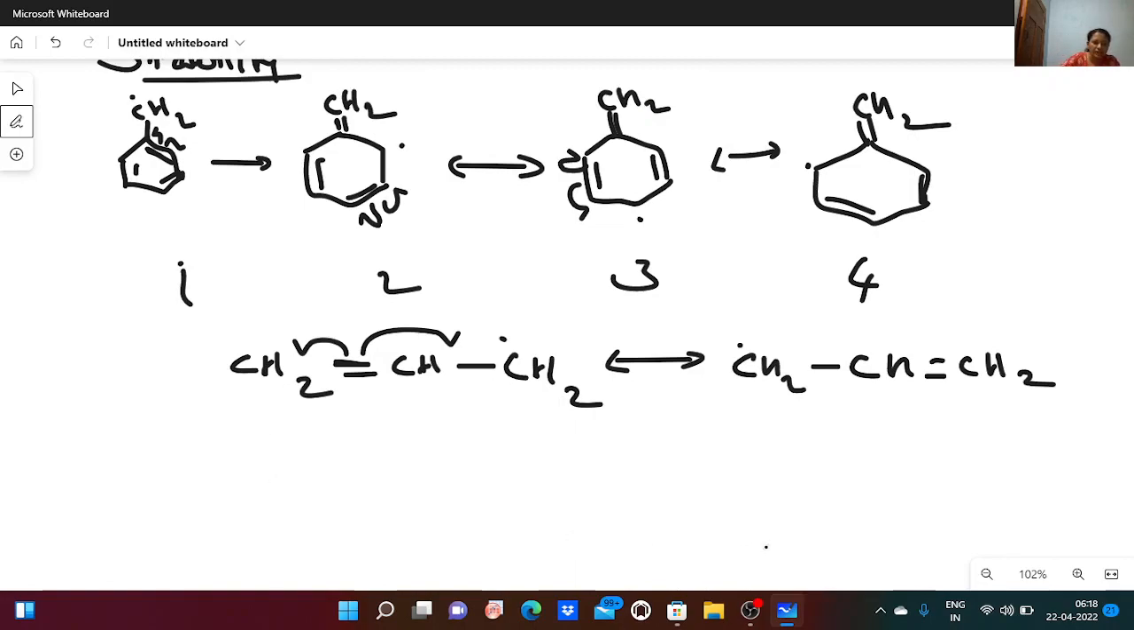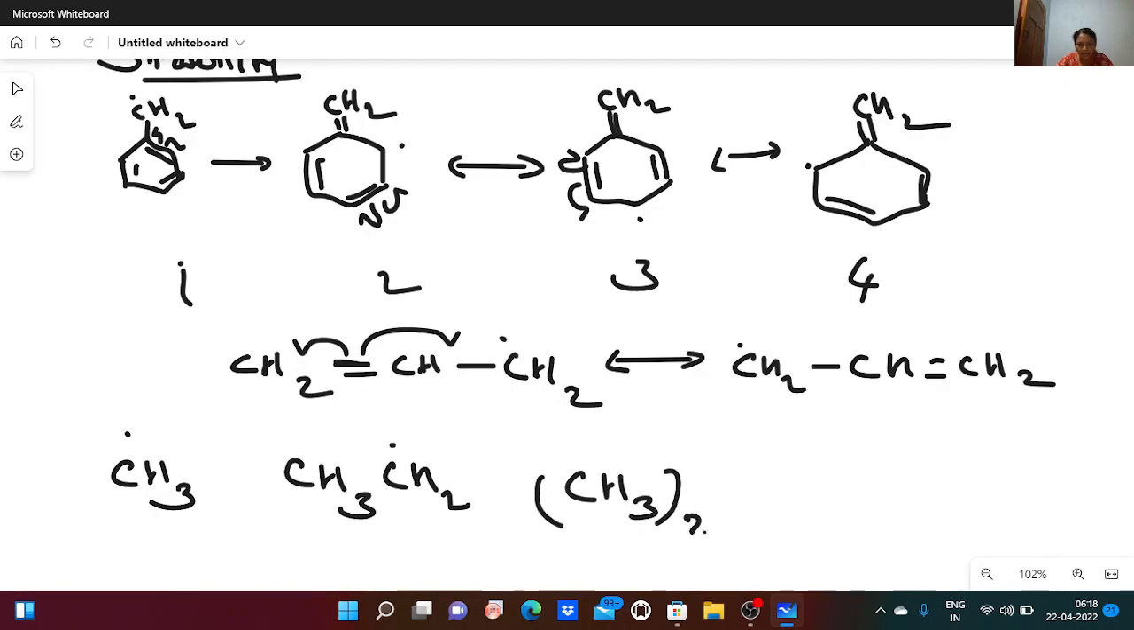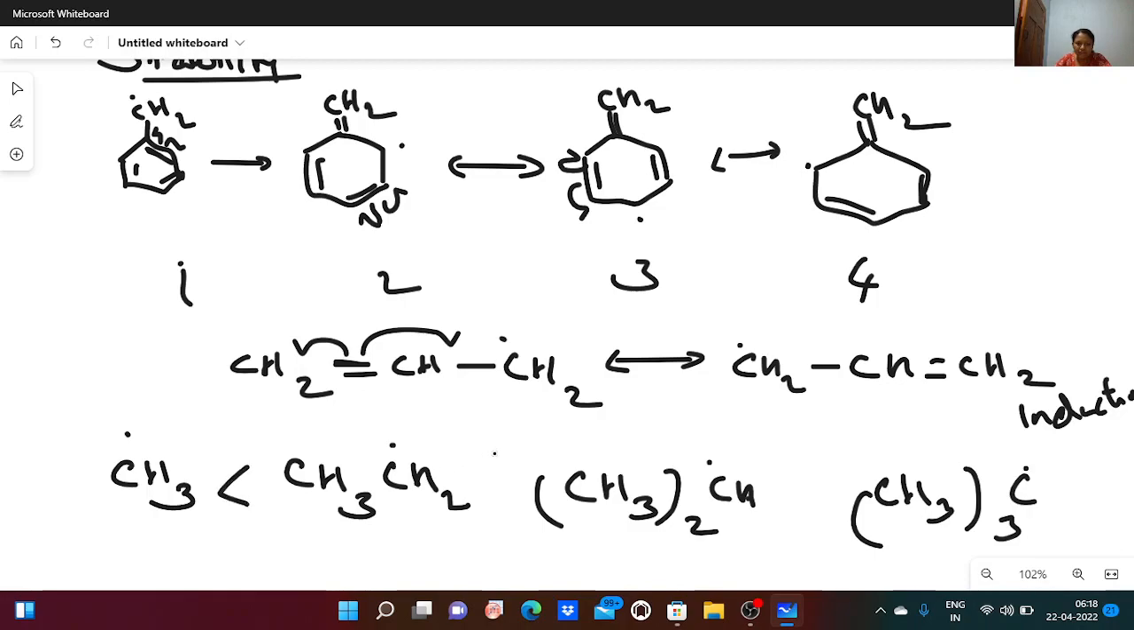Then similarly we have alkyl free radicals. CH3 dot, methyl free radical, ethyl free radical, isopropyl free radical, then tertiary butyl free radical. And what is the stability order? Stability is due to the inductive effect, mainly, as well as hyperconjugation. The stability order is methyl less than ethyl less than isopropyl less than tertiary butyl.